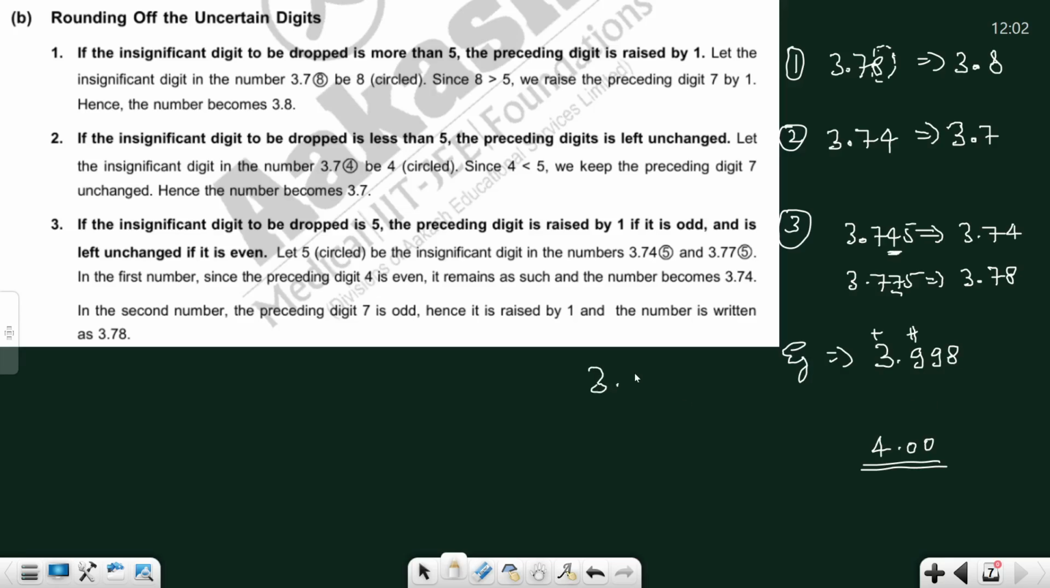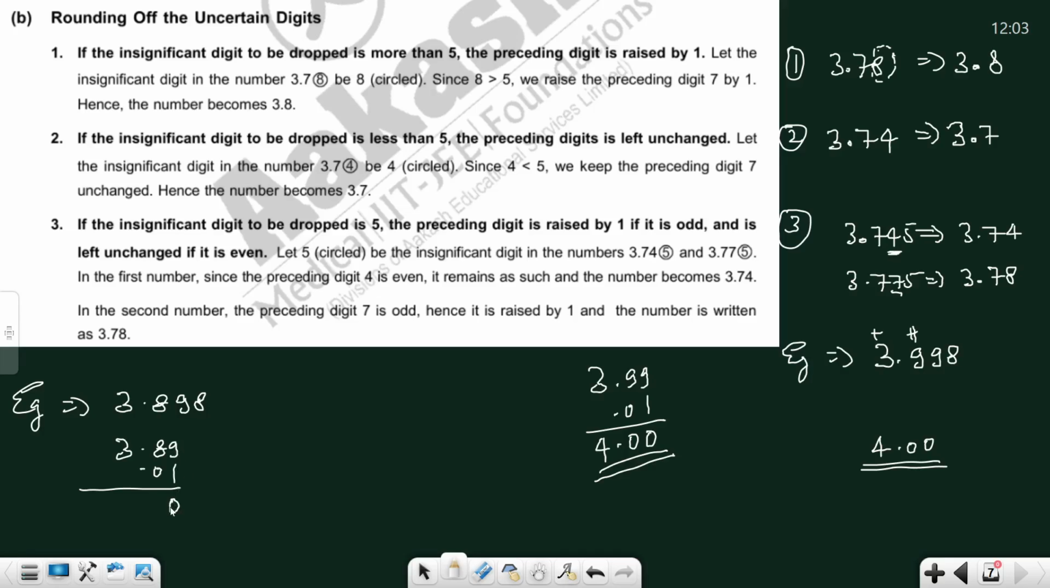What you will do, you will just add 0.01 to 3.99. Nothing else to do. So this will become 4.00. Okay, clear? Sir, if instead of 9 there is 3.898? 3.898. So you will just add 0.01 to 3.89. You will raise it by 1. So it becomes 3.90. Got it, sir. Thank you. Okay, done.